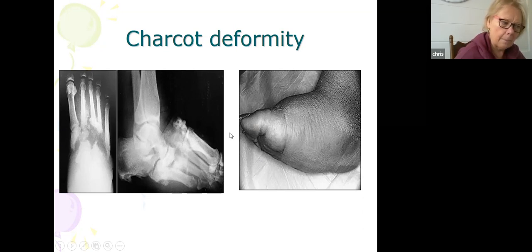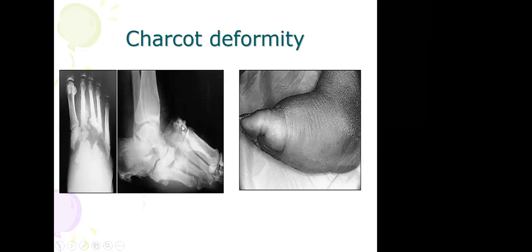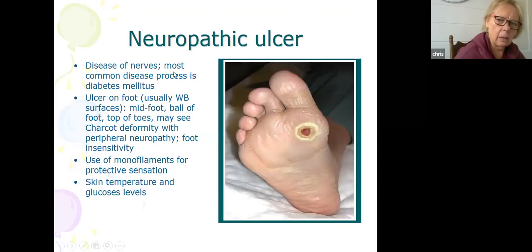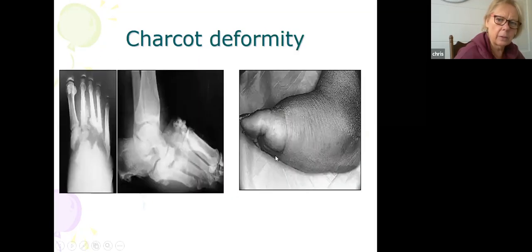Okay. But that's associated with diabetes? Yes, yes. And these ulcers are usually occurring over some kind of a bony prominence, these neuropathic ulcers.